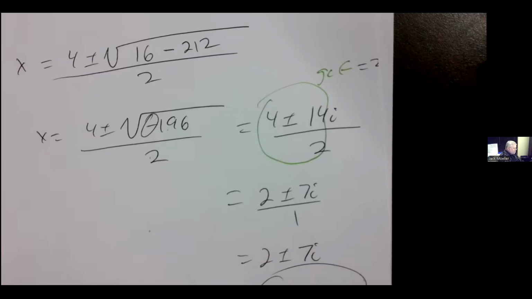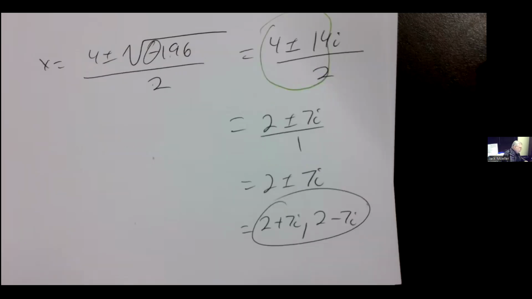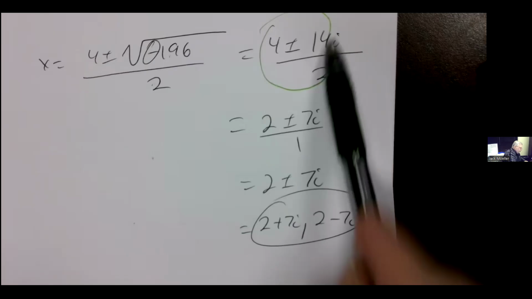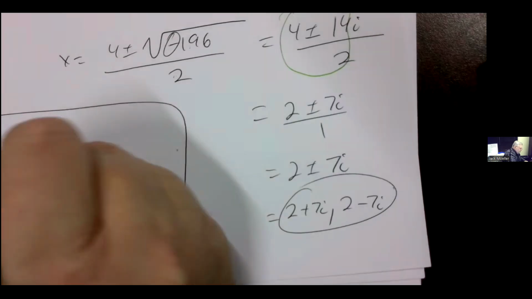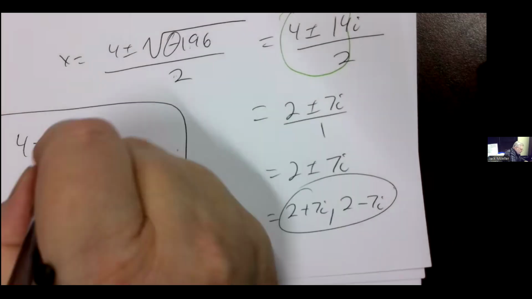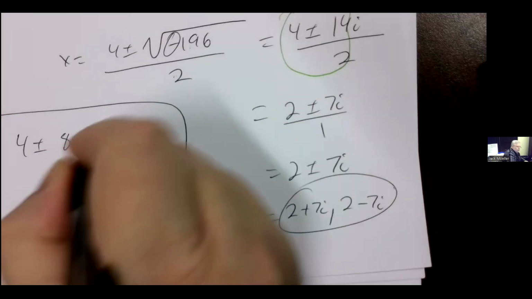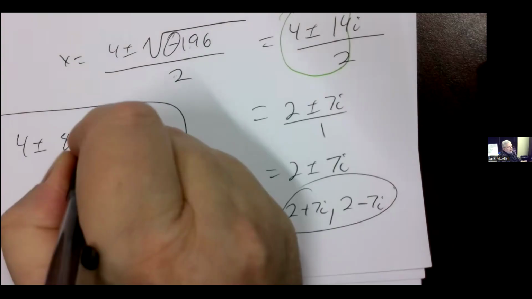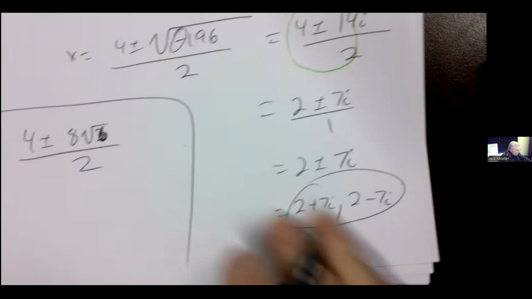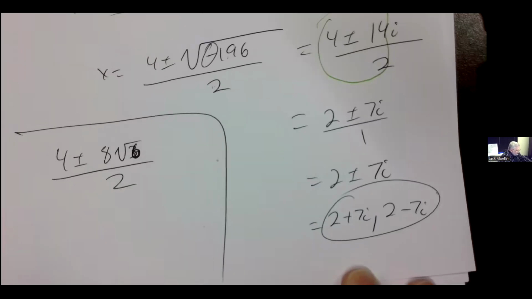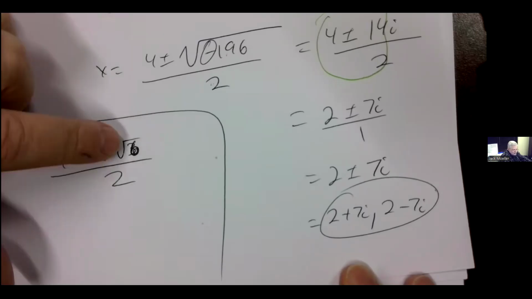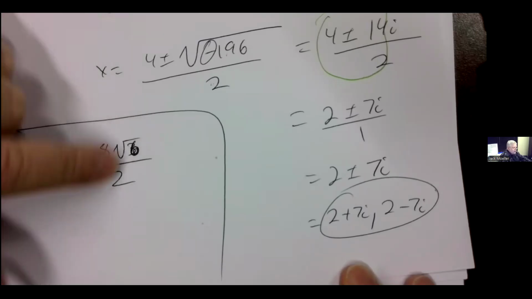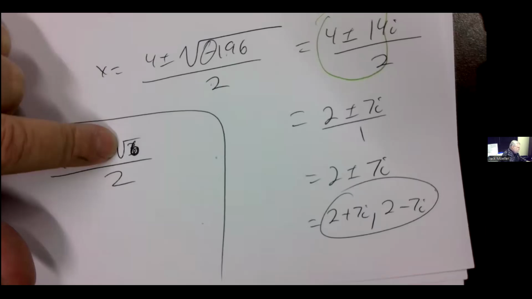And like I said, if this was a radical, like let's say that this had been 4 plus or minus, I don't know, 8 square root of 6 over 2, how would you simplify that? Well, one, do not divide what's inside the radical with something outside. That square root of 6 is as simplified as it's going to get, so that's not going to change.